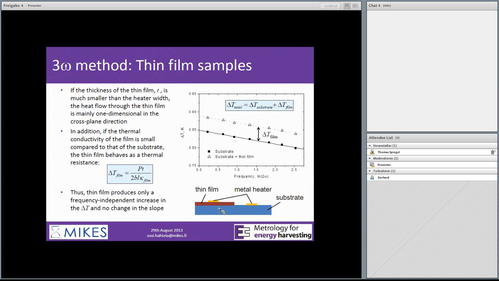So in order to measure a thin film, we can use this kind of measurement setup. We first measure the thermal conductivity of the substrate material, so we get this kind of temperature oscillation curve. After that, we measure thermal conductivity on top of the thin film. There will be a frequency-independent temperature increase, as you can see here, and the slope will stay the same. From these two measurements, you can calculate the thermal conductivity of the thin film.